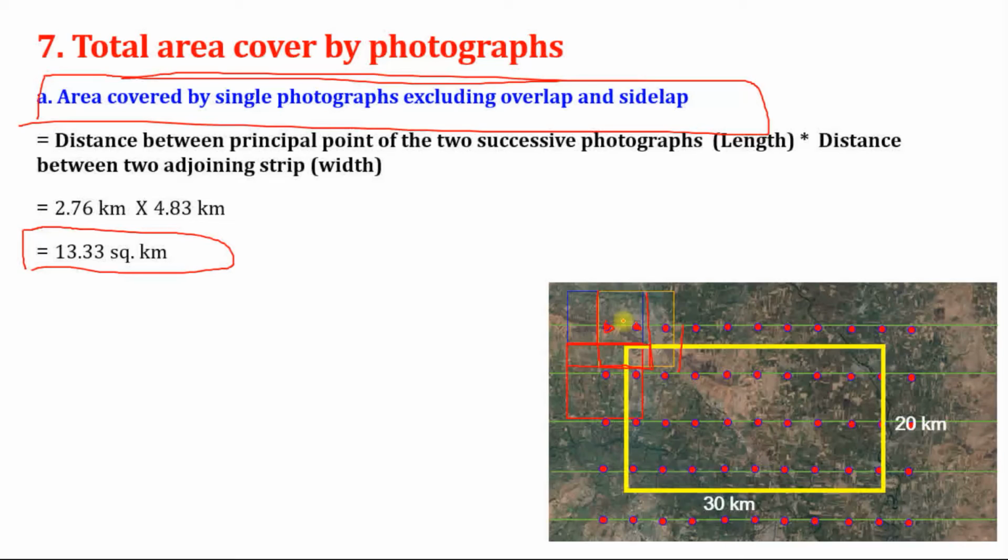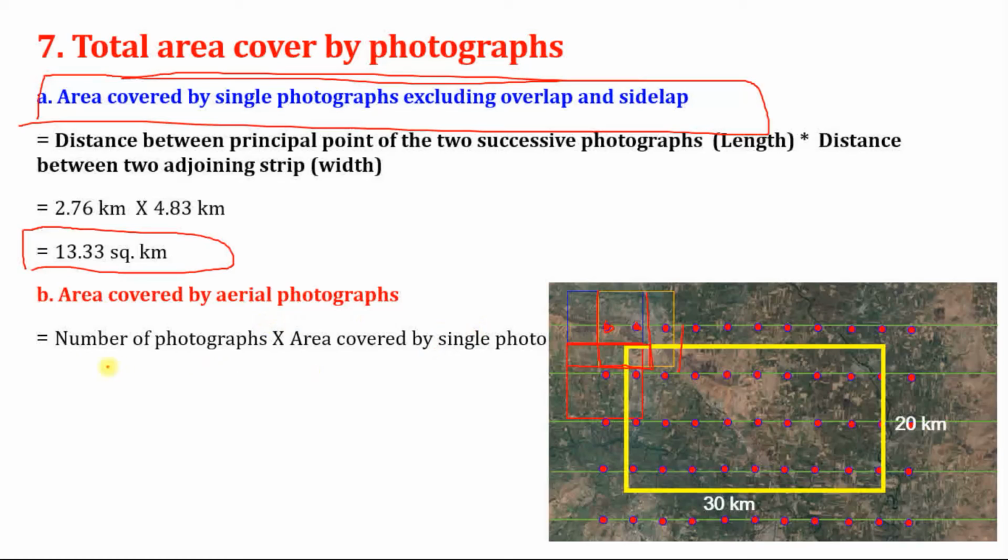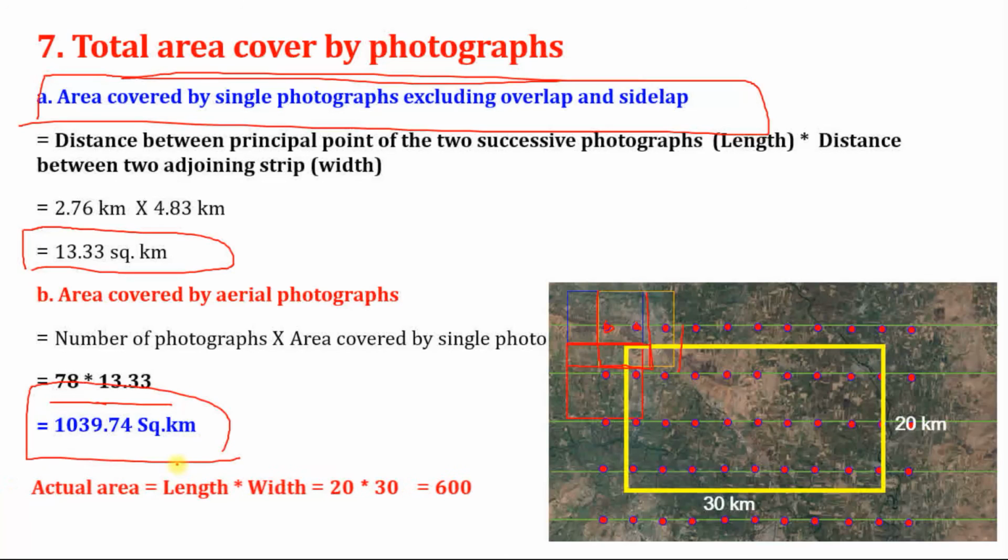Means 1 photograph covers 13.33 square kilometer area. Area covered by aerial photographs: number of photographs into area covered by single photograph. Number of photographs 78, area covered by single photograph 13.33 square kilometer. Total 1039.74 square kilometer. This is the area covered by all aerial photographs.